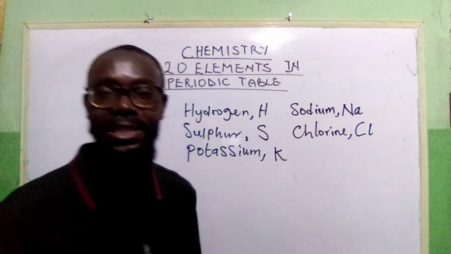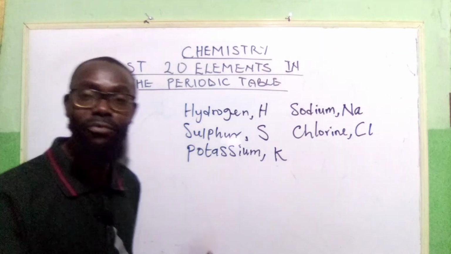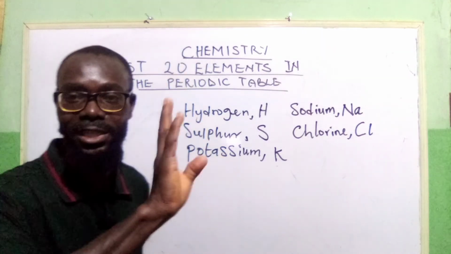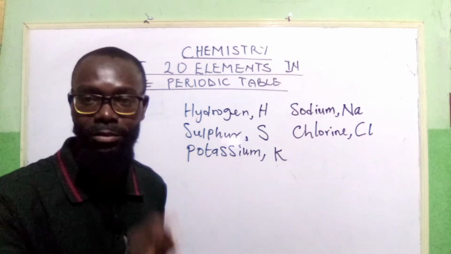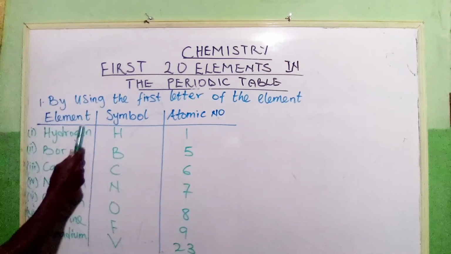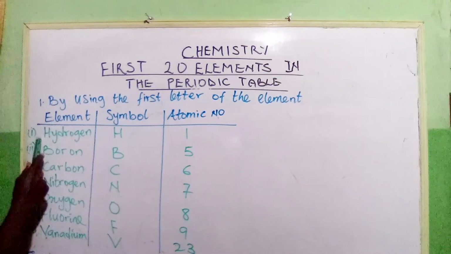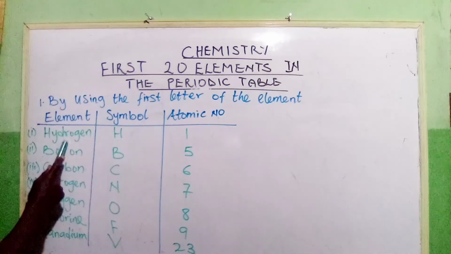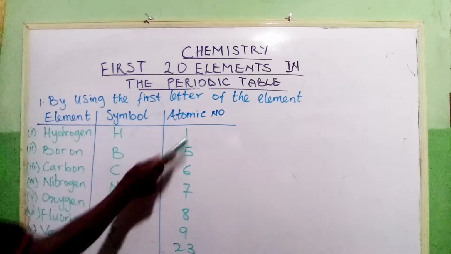And now, in writing the chemical symbol in chemistry, there are four general methods of writing it. So we're going to talk about them one after the other. Number one, by using the first letter of the element. So elements, symbol, and their atomic number. Number one, hydrogen, with the symbol H, capital letter H, atomic number 1.